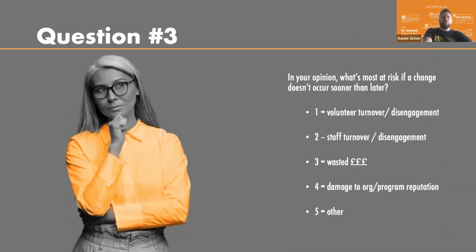In your opinion, what's most at risk if a change doesn't occur sooner rather than later? Again, is it number 1, volunteer turnover or disengagement? Number 2, staff turnover or disengagement. Number 3, wasted money. Number 4, damage to your org's or program's reputation, or something else at number 5.